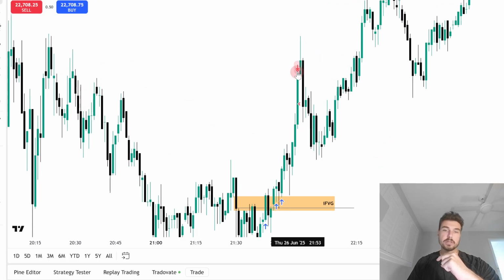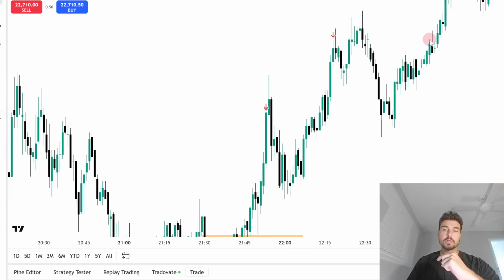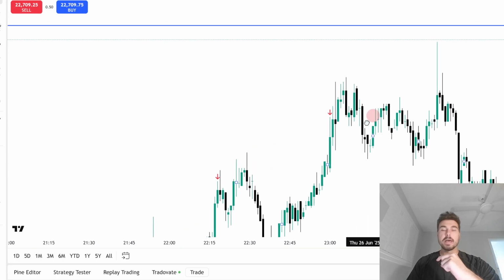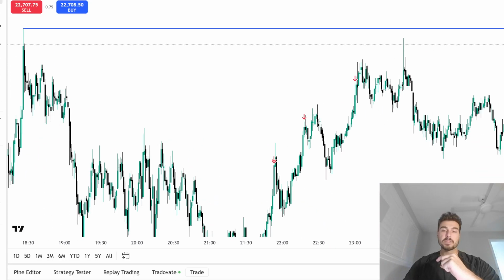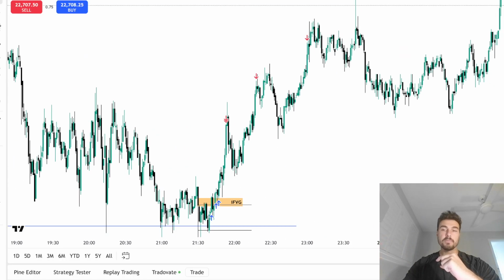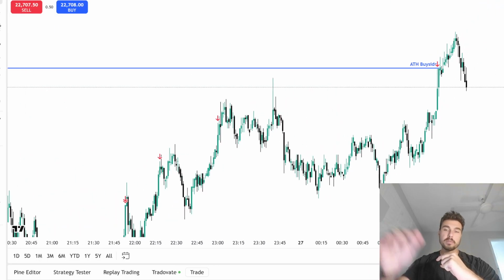I take some partials at the top here. You can see that. We ride it a little bit higher, take some more partials, ride a little bit higher, take some more partials. And believe it or not, right at this point up here, my TP was right here. It did not get tagged. So I held on, I stayed patient. The runner was at break even. And then finally, I took it off a little bit underneath that buy side.